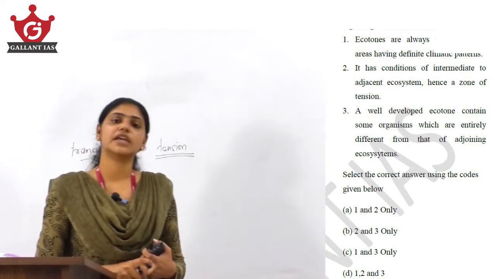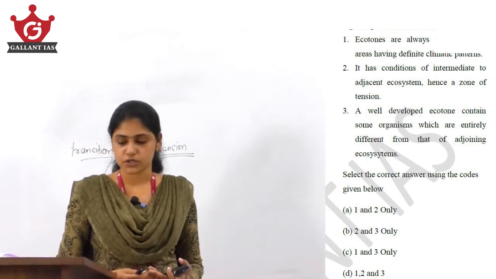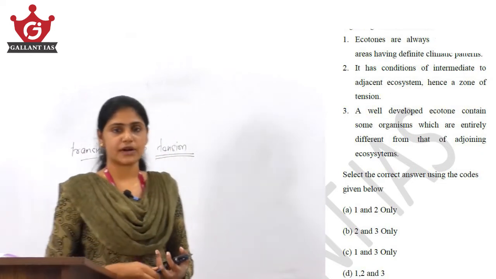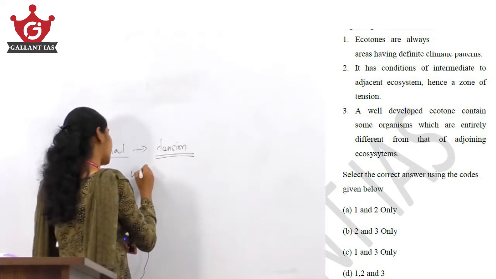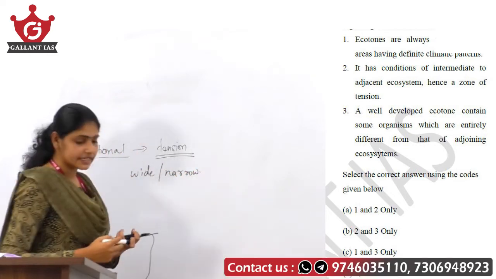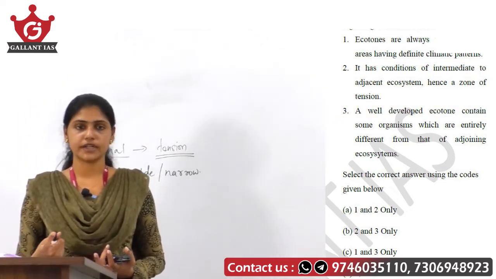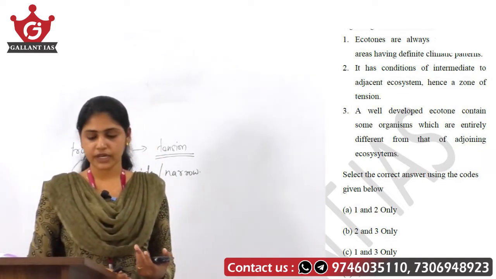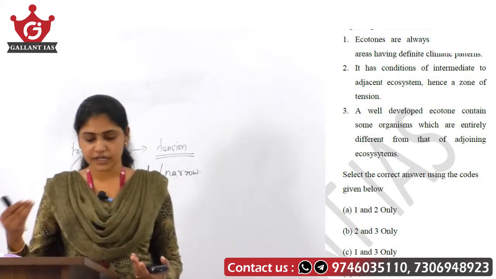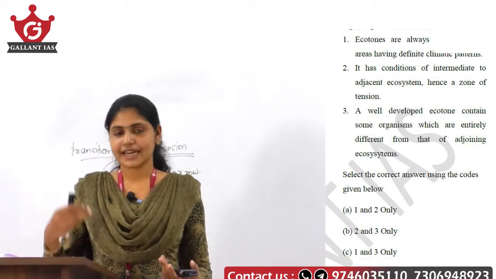There you can find many diverse species. There are many diverse species present in the ecotone, and they can be wide as well as narrow. It depends. But here it is saying it is always wide marginal areas. Is it so? They are not always wide. They can be wide, they can be narrow. Since that extreme word is there, you can eliminate the first statement. So if you eliminate the first statement itself, you can directly hit the answer, which is option B, 2 and 3 only, which means the second and third statements are right.